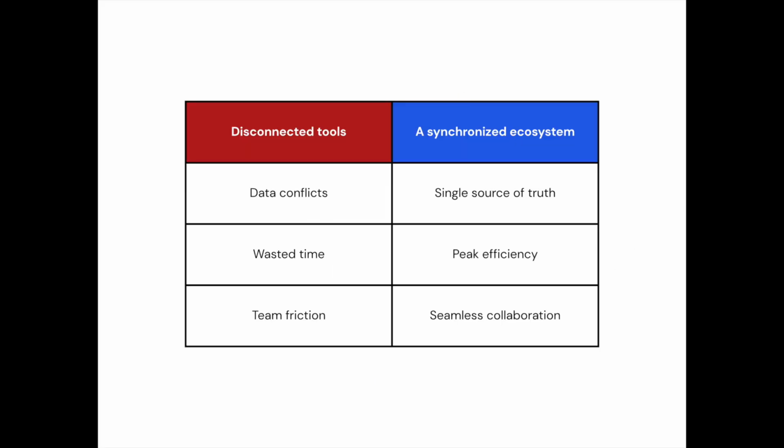You see, on one side, you've got the reality that so many of us deal with every day, a jumble of disconnected tools. That means constant data conflicts, tons of wasted time, and, let's be honest, a lot of friction between teams. But on the other side, that's the goal, right? A synchronized ecosystem, all built on a single source of truth, where you get peak efficiency and your teams can actually collaborate seamlessly. Getting to that harmony, well, that's the whole point.